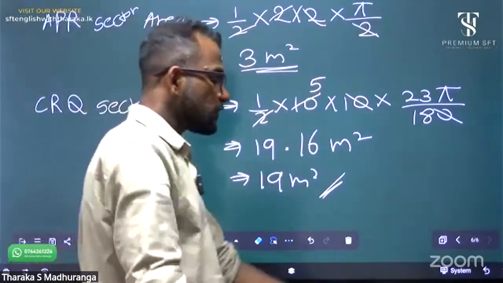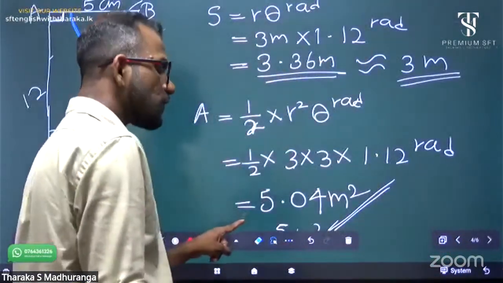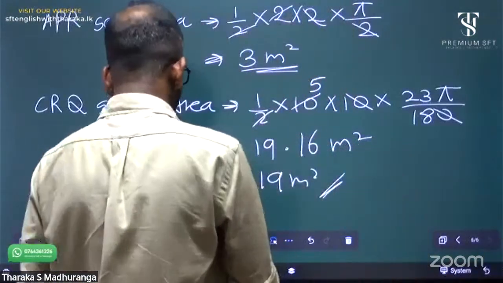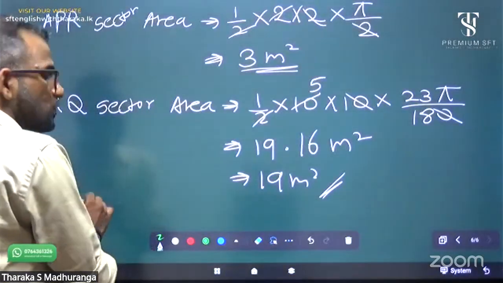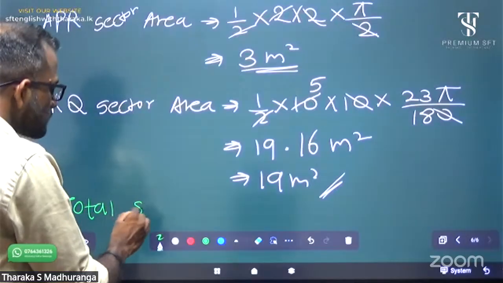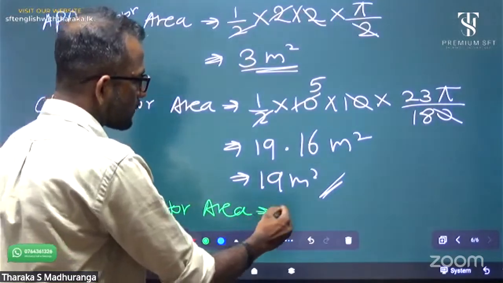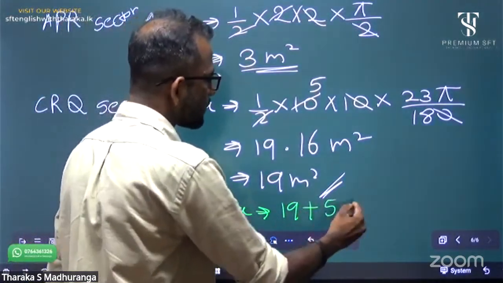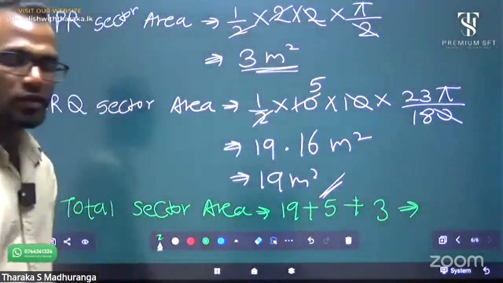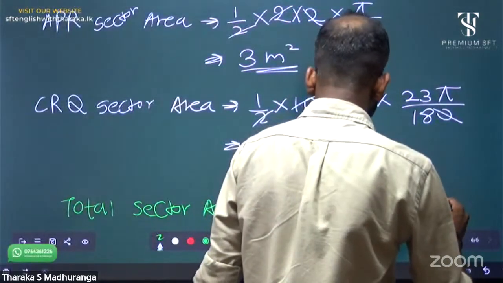Now what is the previous first sector area? It was 5. 5 plus the total sector area, right? Total sector area: 19 plus 5 plus 3 here. 22 plus 5, it is 27.